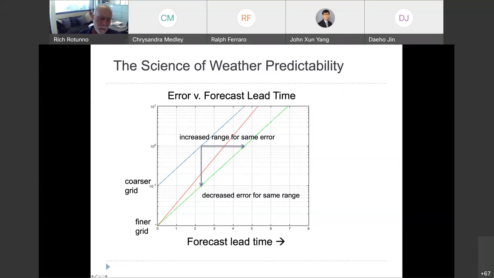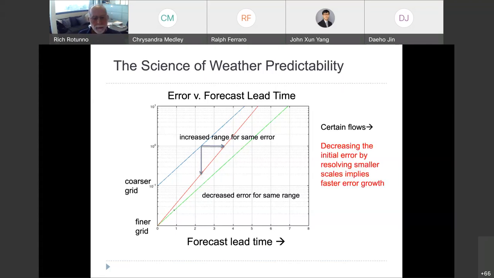However, if by including smaller scales the error now grows faster, given by the red line, then you still have an increased range for the same error, or decreased error for the same range, but it is not as much as you would have expected if the growth rates remain the same. So decreasing initial error by resolving smaller scales implies faster error growth, and therein lies the diminishing returns aspect of the argument.